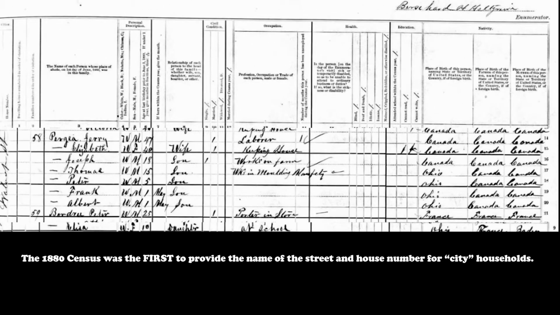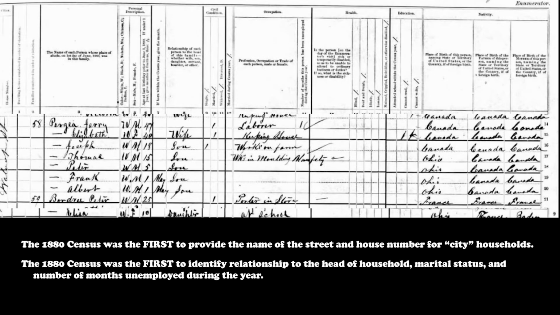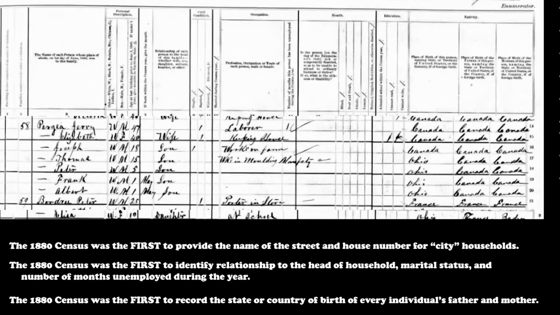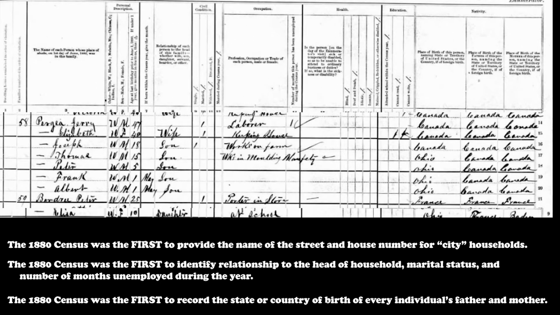The 1880 census was the first census to provide the name of the street and house number on the sheets. The 1880 census was the first to identify the relationships back to the head of the household. And also the 1880 census was the first to record the state or country of birth for every individual's father and mother. And that is an important clue to carry with you in your research.